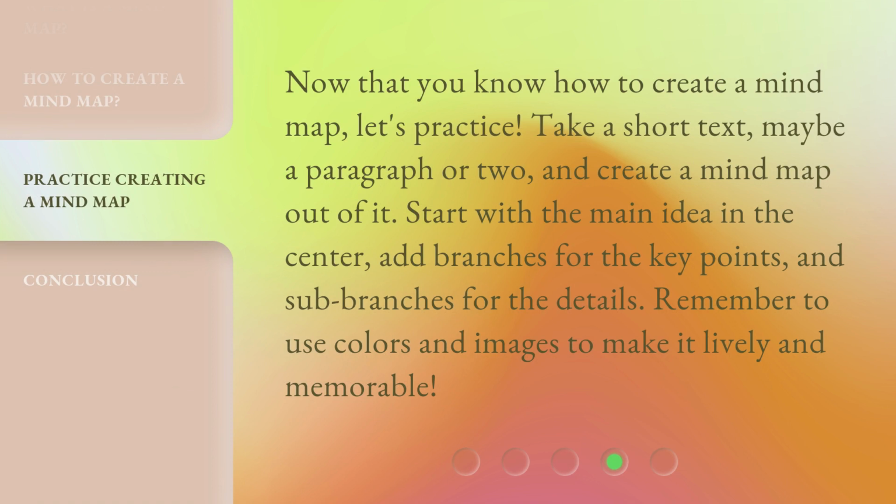Now that you know how to create a mind map, let's practice. Take a short text, maybe a paragraph or two, and create a mind map out of it. Start with the main idea in the center, add branches for the key points, and sub-branches for the details. Remember to use colors and images to make it lively and memorable.